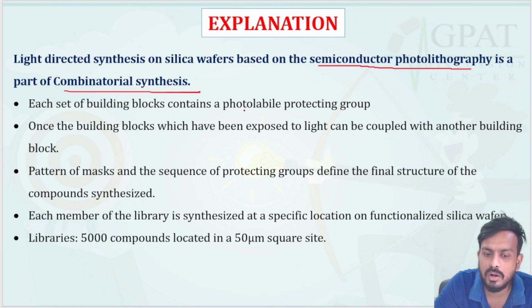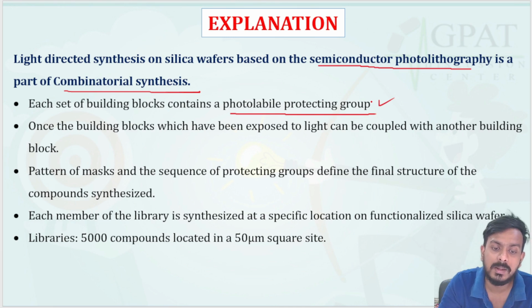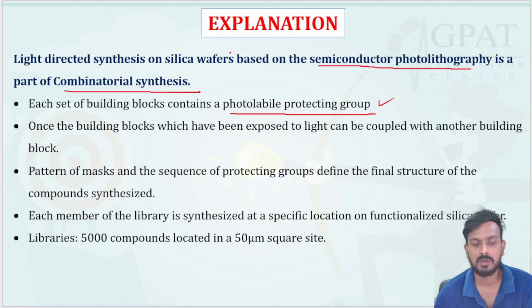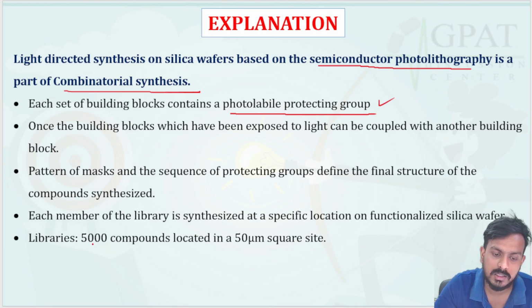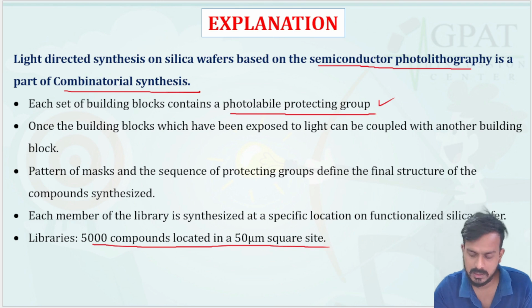Each set of building blocks contains a photolabile protecting group. Once the building block has been exposed to light, it can be coupled with another building block. This pattern of masks and consequent protecting groups defines the final structure of the compound. An example is libraries of 5,000 compounds located in 50 micrometer square sites. Okay, I hope you understood the explanation. So this is the question which was asked in GPAT 2021 from the medicinal chemistry domain.